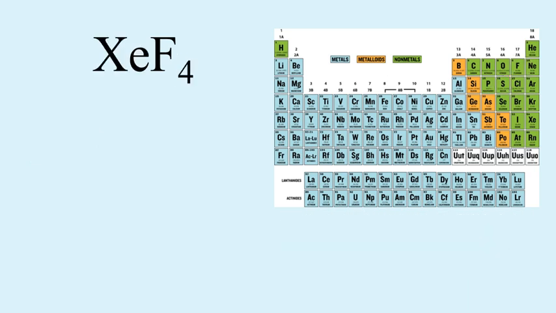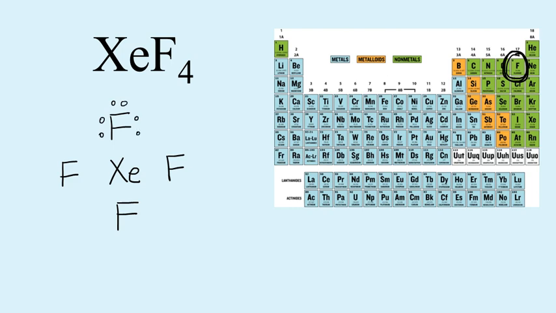Let's look at one more example. Xenon Tetrafluoride. So we'll put xenon in the middle, and we're going to put the 4 fluorine atoms around it. We know that fluorine is a halogen, so it's going to need 7 valence electrons. So I'll put those 7. That'll be 7 for each of these.